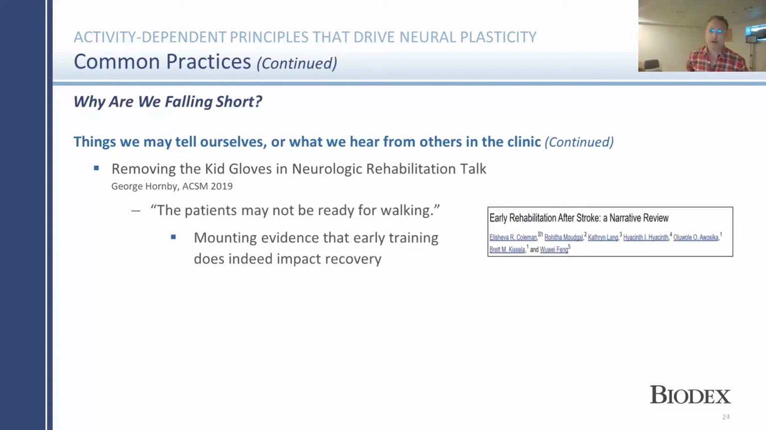Patients might not be ready for walking. This drives me crazy in the clinic. We got to get them up on the first day. I think of this as if this was my grandfather, if this is my grandmother, you know what, we got to get them up. We got to get them up. And there's a lot of evidence that this early training, even from day one, does indeed impact that recovery.